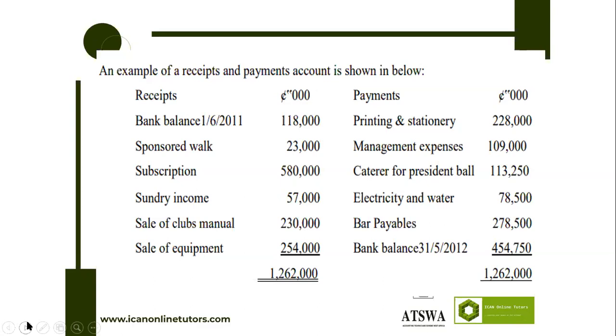It's possible that the organization might decide to sell one or two pieces of equipment that they have. So when they sell the equipment, the money that we've received from that sale is an income and is a receipt. So it's recorded on the debit side of this account.